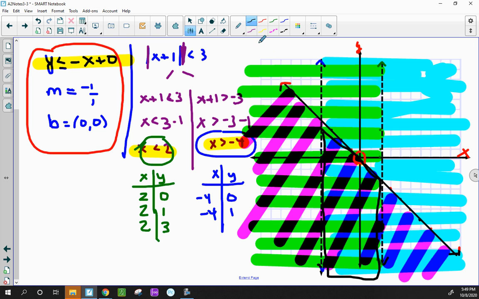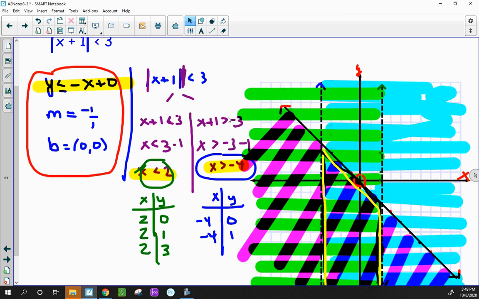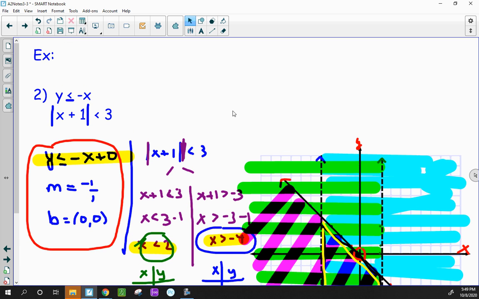So this region, see if I can mark it in yellow, this region right here is where your answers, your points, are solutions to this entire system of inequalities. So again, my suggestion is make sure you use color to help you visualize. It tends to be easier to find the intersection region.